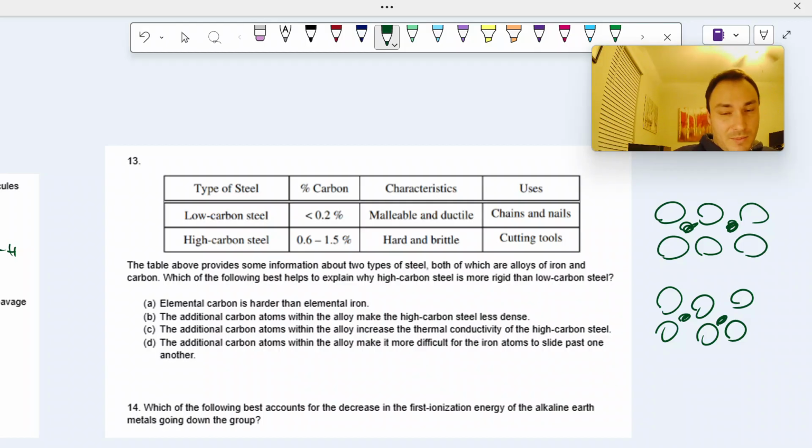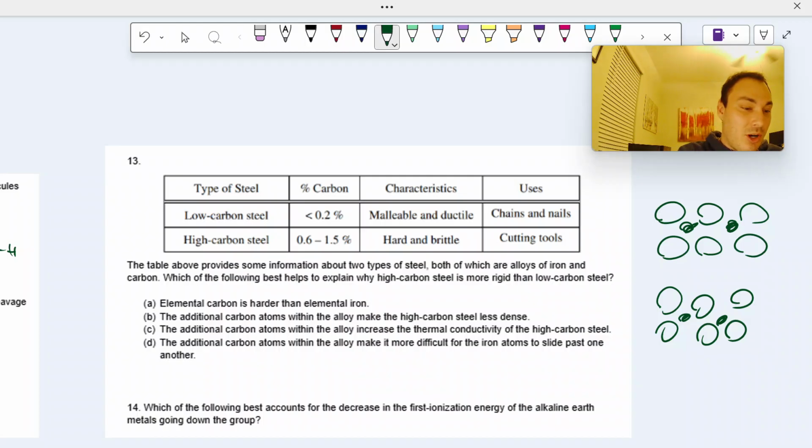Now, that's not something we strictly went over in class, but AP Chem will do this. They will throw you things that you have not seen before and expect you to draw upon what you do know to make an inference, to make a judgment. So which one of these is saying that?